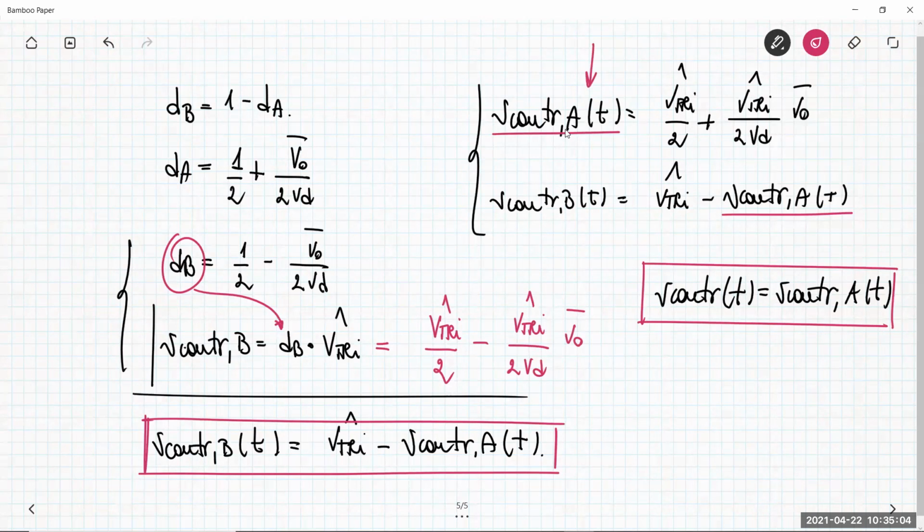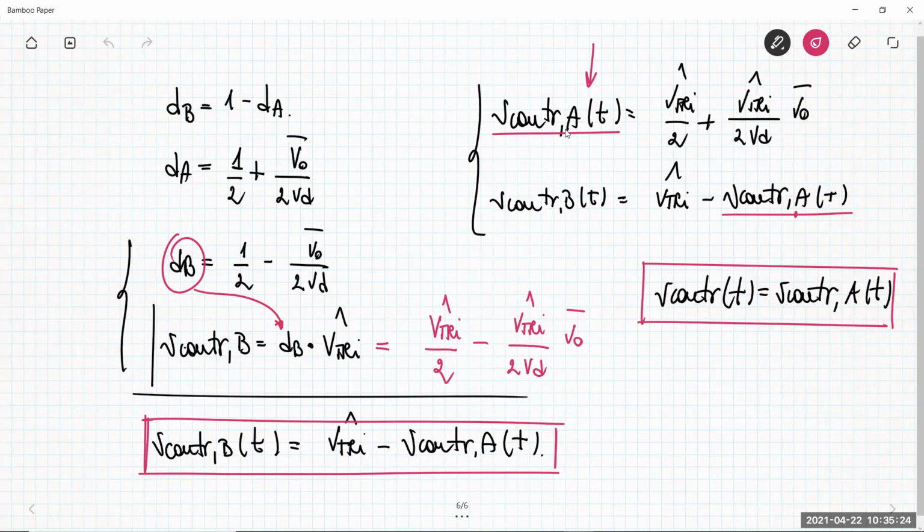And then you can subtract the same control voltage from the peak value of the triangular voltage to generate the control voltage for the leg B. So the control voltage for the leg B is internally generated in the modulator, starting from the control voltage of the leg A, which can be considered the overall control voltage.